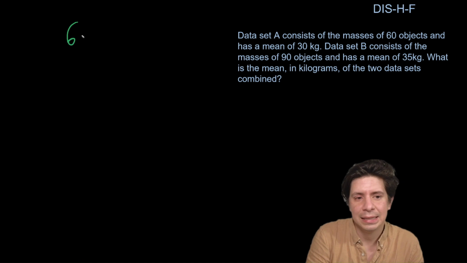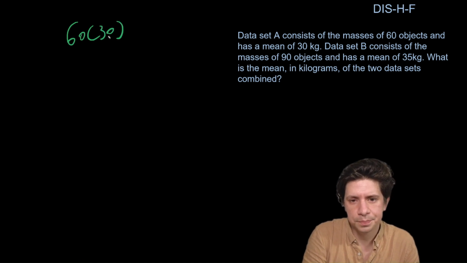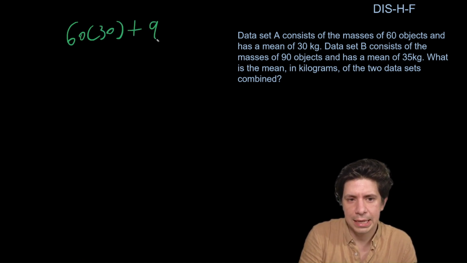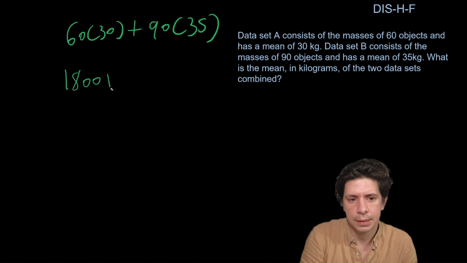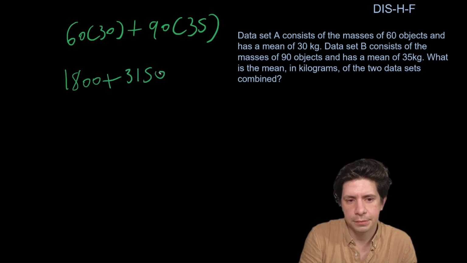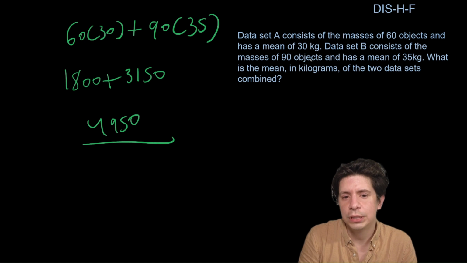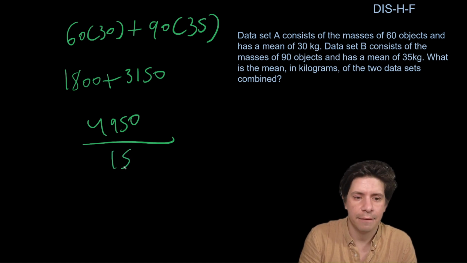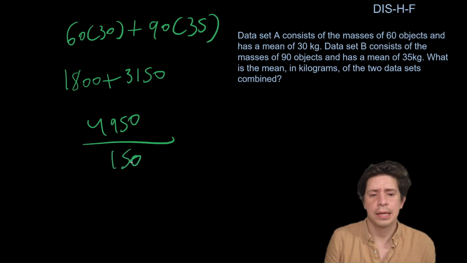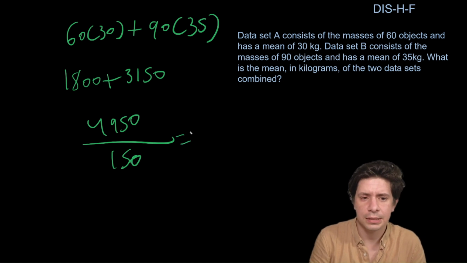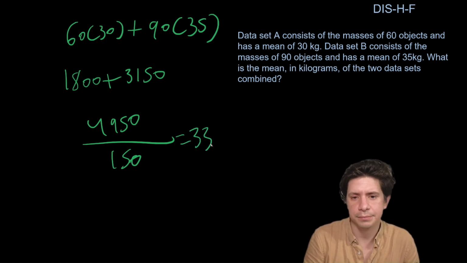So you do 60 times 30 plus 90 times 35. So you're going to get 1800 plus 3150. So you'll get 4950. And you're going to divide that by the total number of objects, which is 90 and 60, 150. And that will get you a nice clean 33.